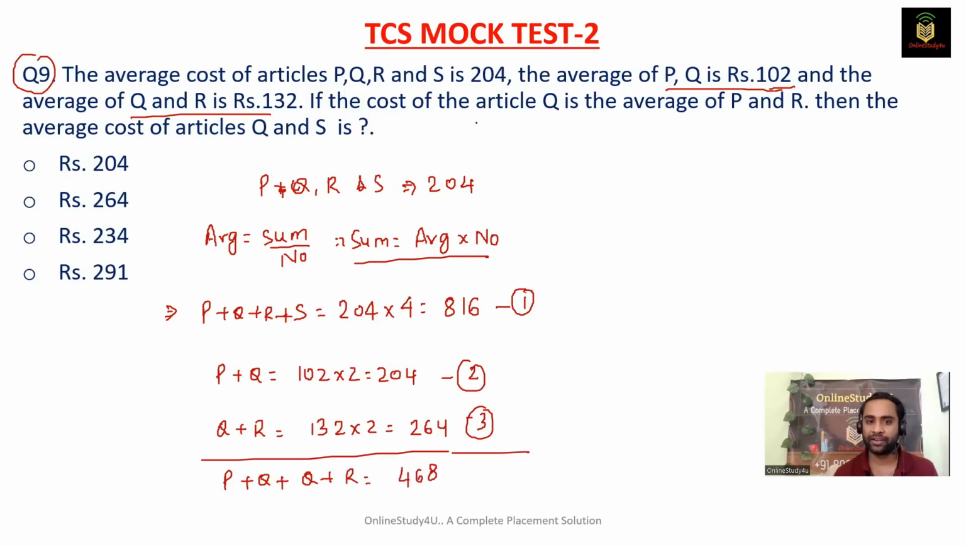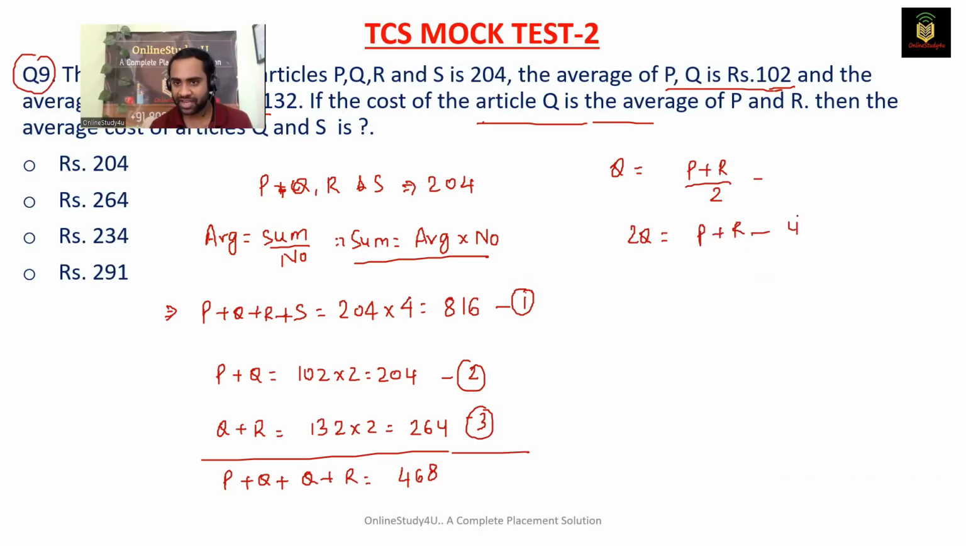Okay, clear, fine. Now if the cost of article Q is the average of P and R, this is my equation 4. So 2Q will become equal to P plus R. Okay, so let this be equation 4. Now 2Q is here.